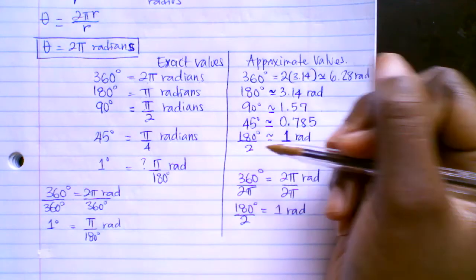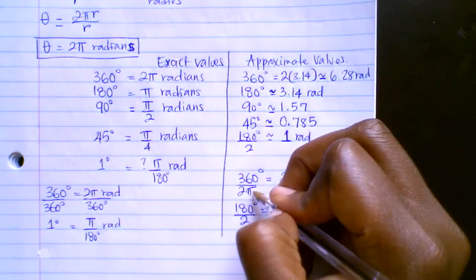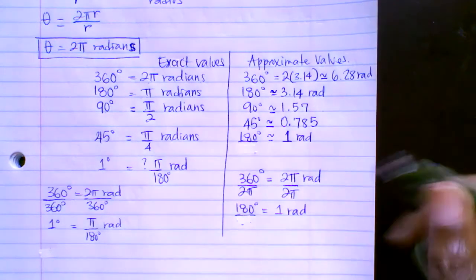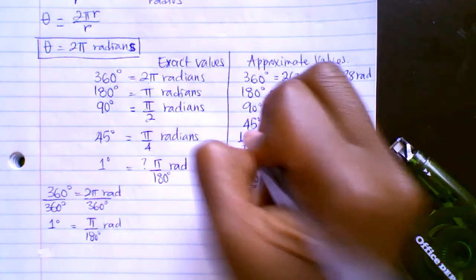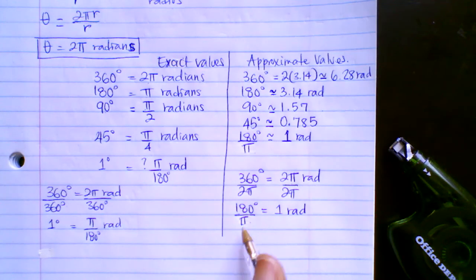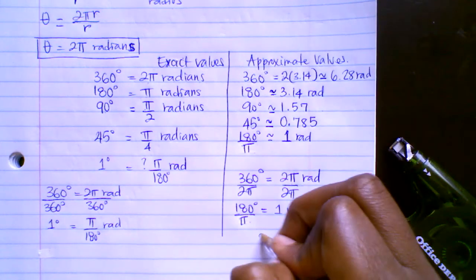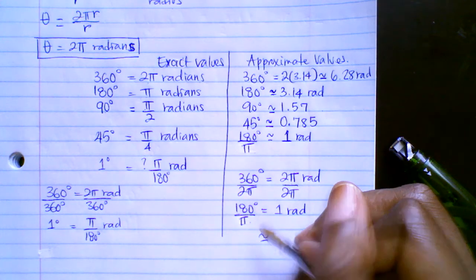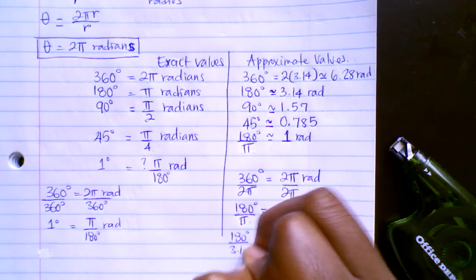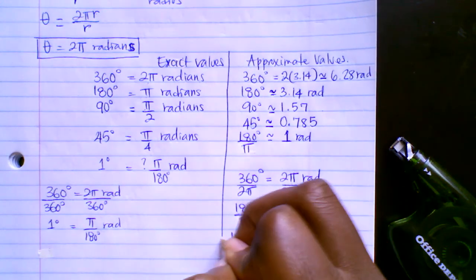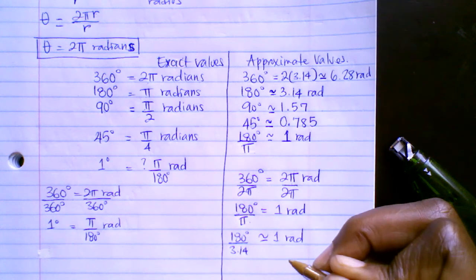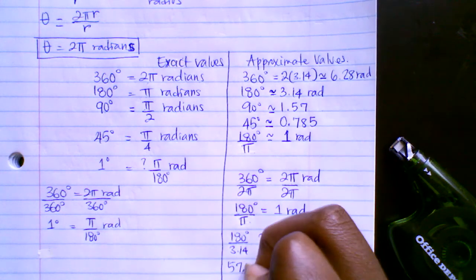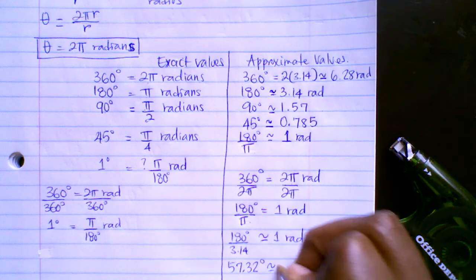Okay, I forgot the pi. No, sorry, it's supposed to be over pi. You simplify, it should be pi. So it should be 180 degrees over pi. And if you want to approximate it, you divide 180 degrees by 3.14. What number do we get if you do that? I think you get about 57.32 degrees for 1 radian.